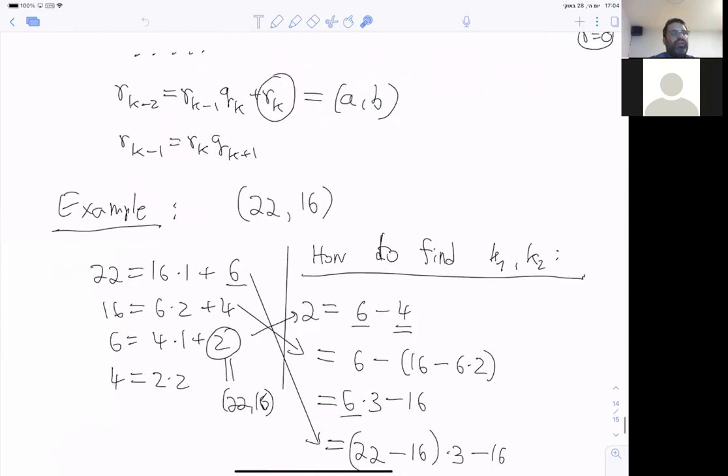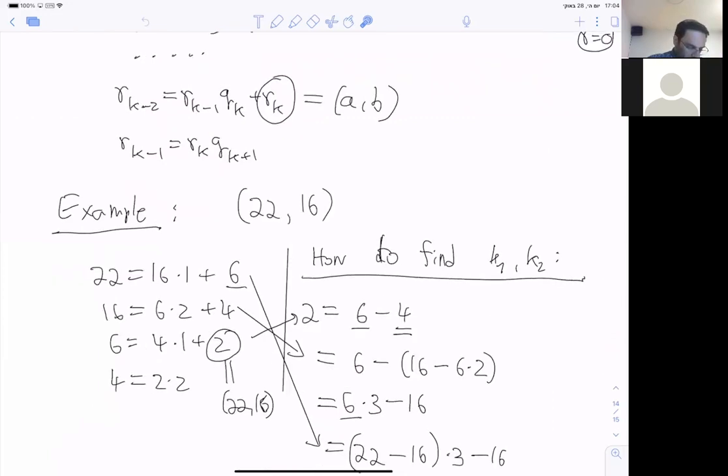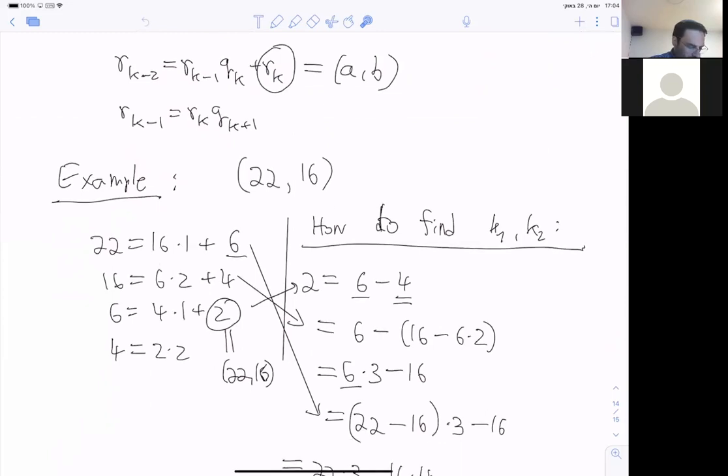Now we want to understand why it is true. So our example was, you gave me, I think, these two numbers. This is the king, this is the queen. I divide 22 by 16, I get remainder 6, and then 16 by 6, and then 6 by 4. And once I understand that the GCD is 2, then I'm going back to find the coefficients of 22 and 16 that give me 2. How do I do that?